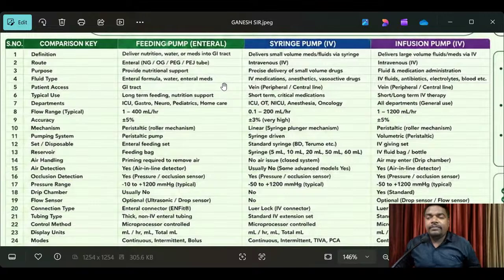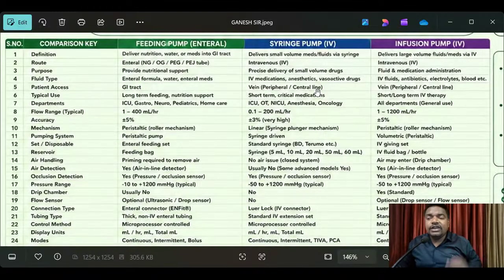Fifth point. Now, the fifth point for the syringe pump, see here: vein, peripheral, central line. That's why an IV line is there. The doctor will also fix the IV line. The doctor will give instructions, and the nursing staff will set up the IV line and keep it. Actually, these works are not done by biomedical engineering, but you have to know all these comparisons. Whenever you get a problem, we cannot imagine. That's why try to get all the skills by engaging in my live sessions.